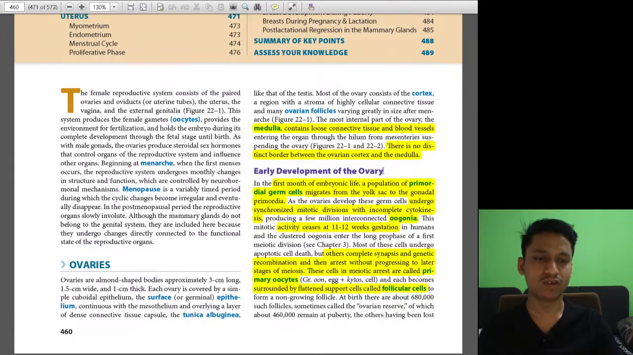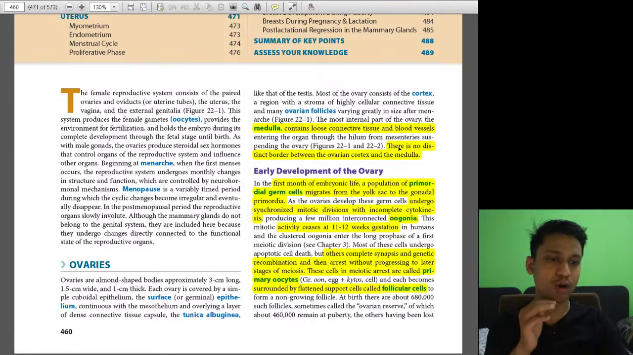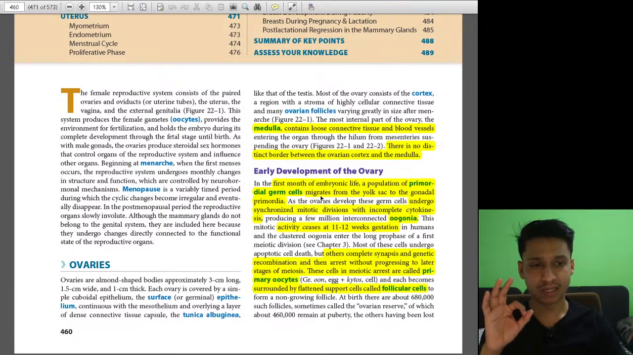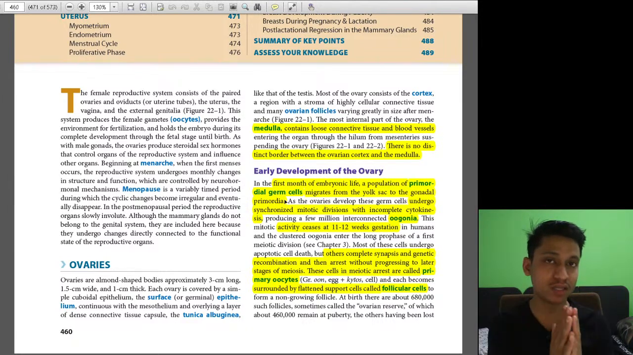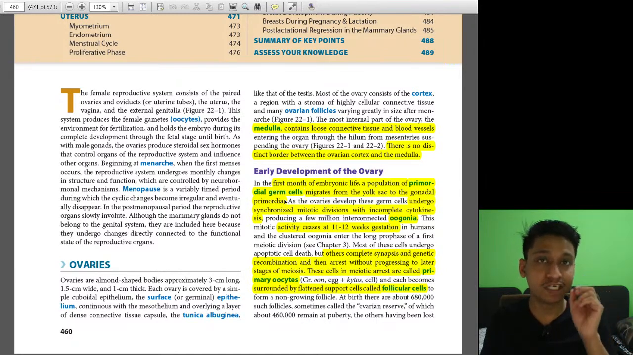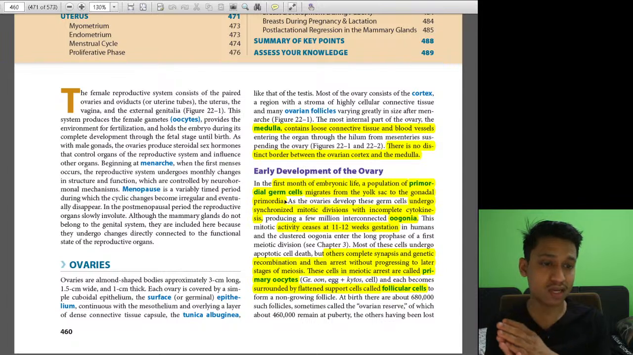Early development of the ovary. In the first month of embryonic life, a population of primordial germ cells migrate from the yolk sac to the gonadal primordia. We need to remember that the female reproductive cycle starts even before the female has taken birth. When she is in her fetal life, we see the primordial germ cells migrating from the yolk sac to the gonadal primordia.